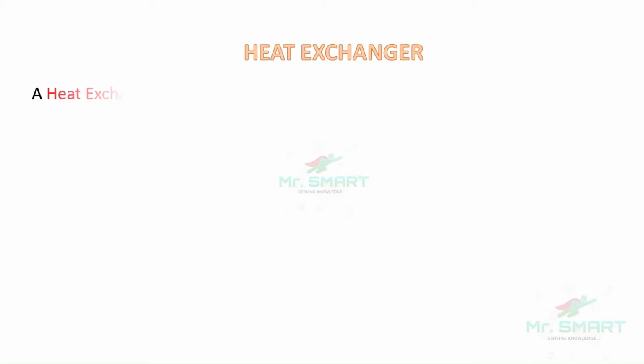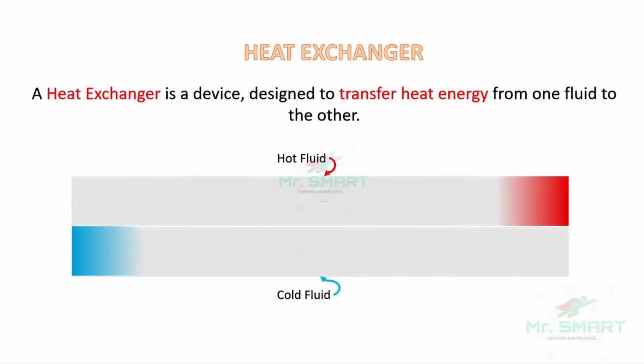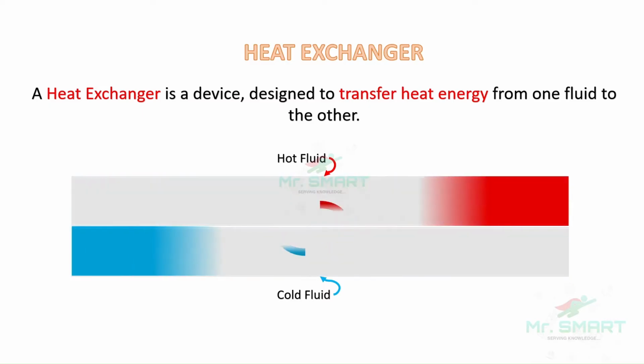A heat exchanger is a device that transfers heat from one fluid to another without mixing them. They're used to heat or cool fluids in different processes. Your car radiator that cools the engine, your air conditioner that cools your room are kinds of heat exchangers.